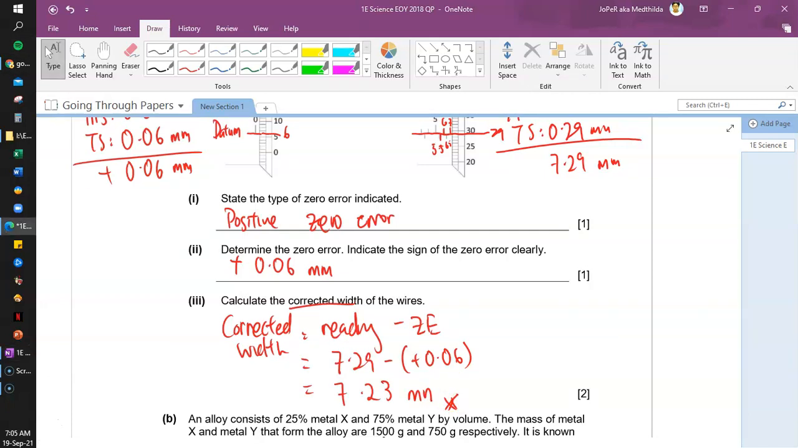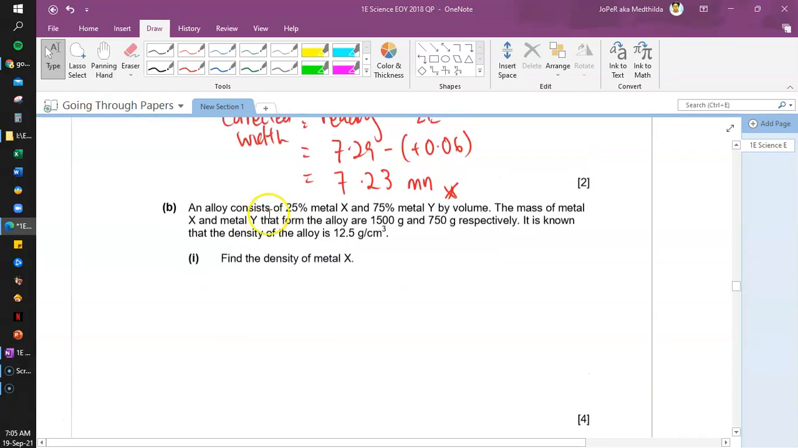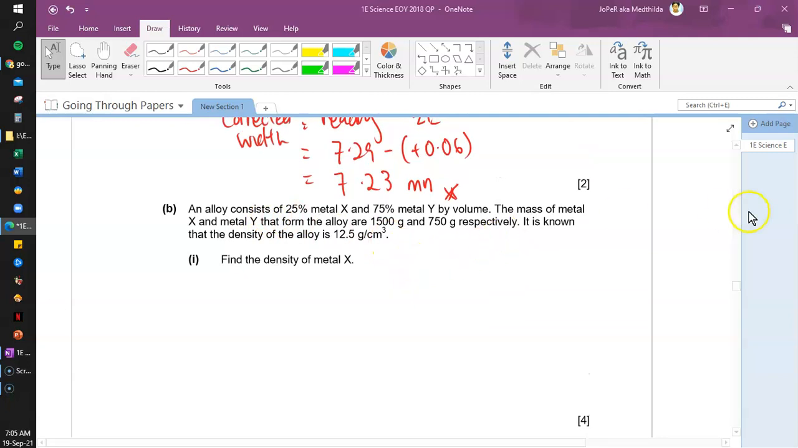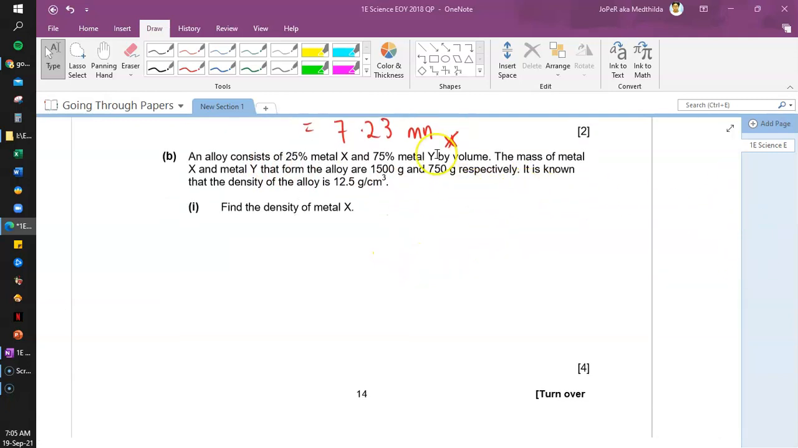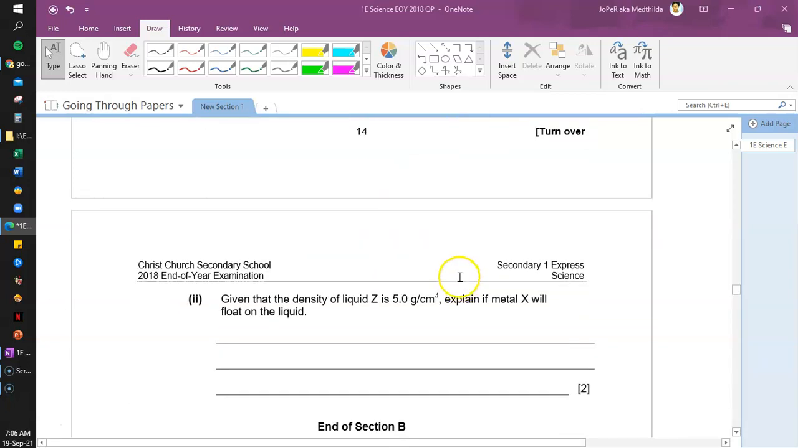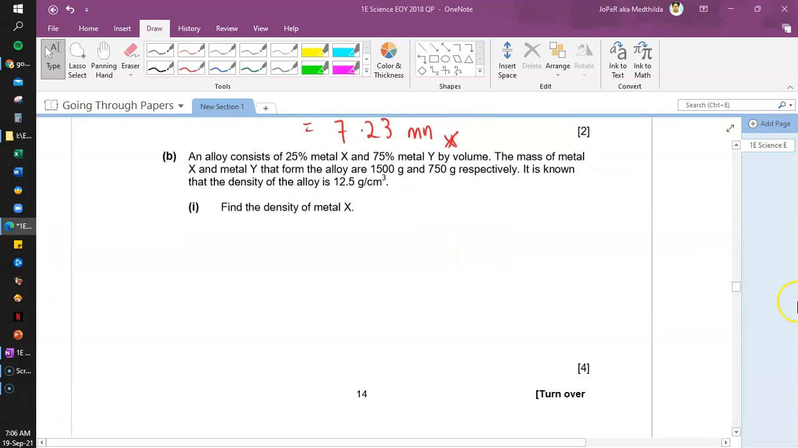Next, let's scroll down. An alloy consists of 25% metal X and 75% metal Y by volume. The mass of the metal X and Y that form the alloy is 1,500 grams and 750 grams respectively. It's known that the density of the alloy is 12.5 grams per cm cube. Find the density of metal X. Okay, so let's start.